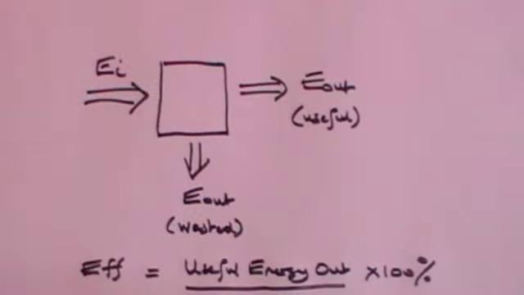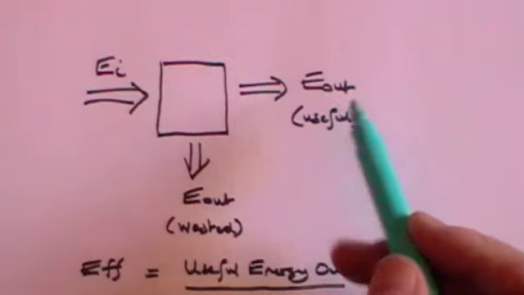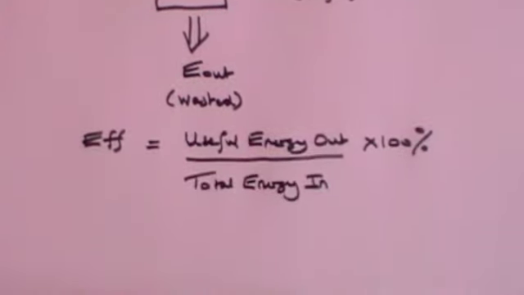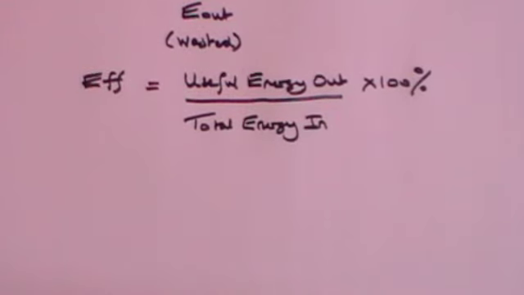So in other words, you take the useful energy out and divide it by the total energy in, and that gives you the efficiency of the machine, because that tells you how much of the energy you're using is actually giving you what you want. And by definition, the remainder is actually wasted.